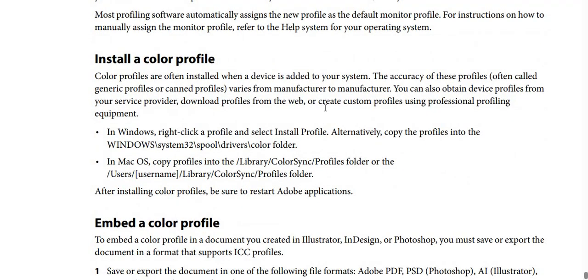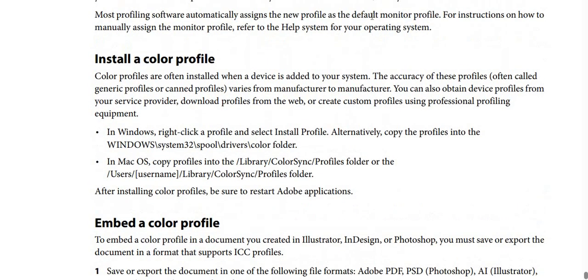And how to install a color profile. By the way, color profiles are often installed when a device is added to your system, and the accuracy of these profiles, often called generic profiles, by the way, or canned profiles, varies from manufacturer to manufacturer. And you can also obtain device profiles from your service provider, by the way, and download profiles from the web, or create custom profiles using professional profiling equipment.